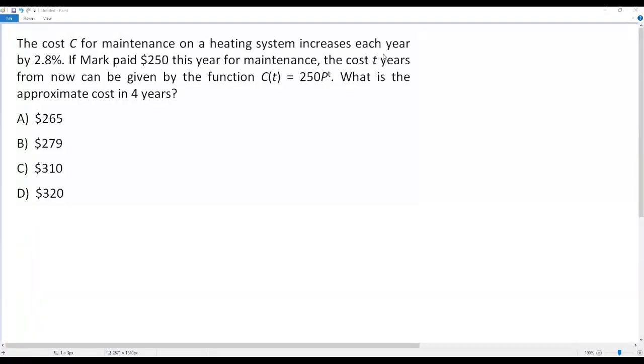Here we have a SAT math question. Okay, let's go to the problem. The cost C for maintenance on a heating system increases each year by 2.8%. If Mark paid $250 this year for maintenance, the cost t years from now can be given by the function C of t equals 250 times P raised to the power of t. What is the approximate cost in 4 years?